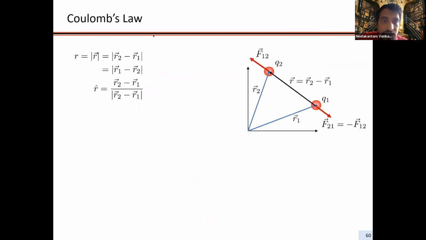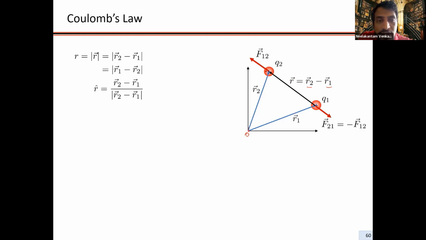What I mean by that is more elaborately given here. So we are going to have two charges, q1 and q2. q1 is at a position of r1, the position vector. That means this is the origin, the position vector is r1, and the position vector is r2. Then from q1 to q2, this r vector is going to be r2 minus r1.